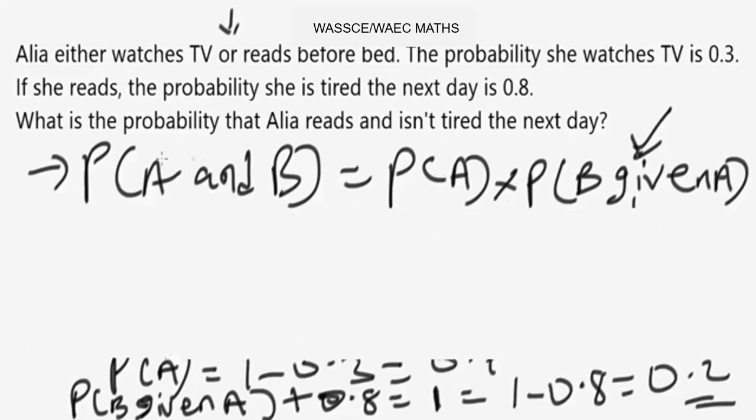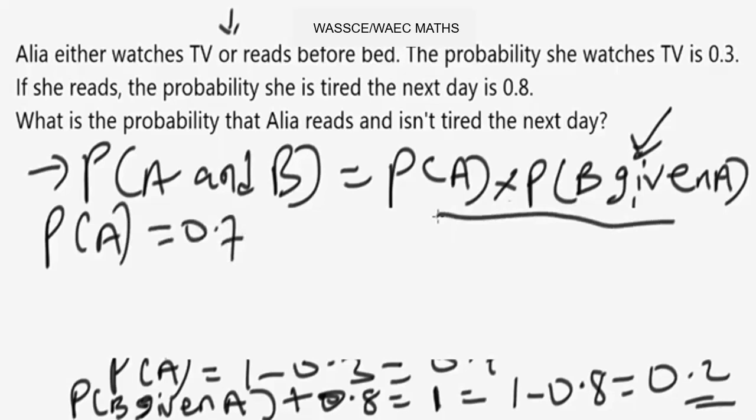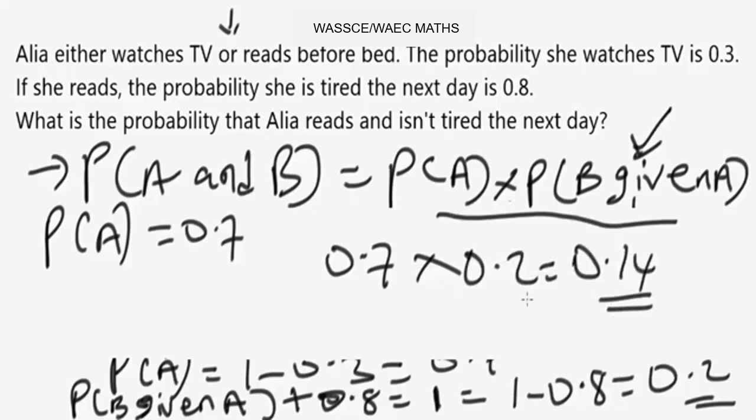Okay, now to apply the values we have gotten to this formula above. Remember that the probability that she reads, event A, we got to be 0.7. So when we plug everything into this formula, we're going to have 0.7 times the probability she isn't tired the next day given she reads, which we got to be 0.2. So when we punch everything together, we're going to have 0.14. Alright, so that will be the answer to this question.